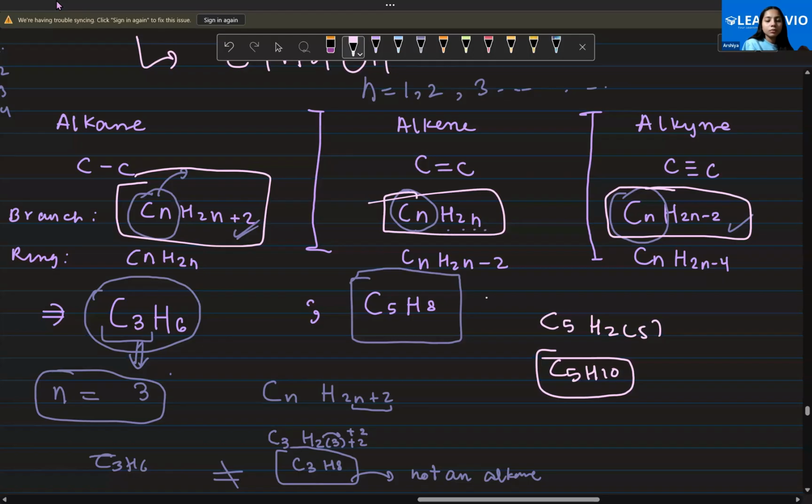Ma'am, alkyne. If it's alkyne, then C is 5, so it should be 10 minus 2, 8. Yes, very good. So it's an alkyne. Now I've got a few more questions for you to solve.